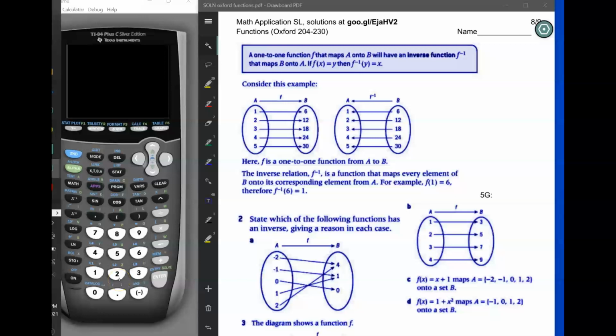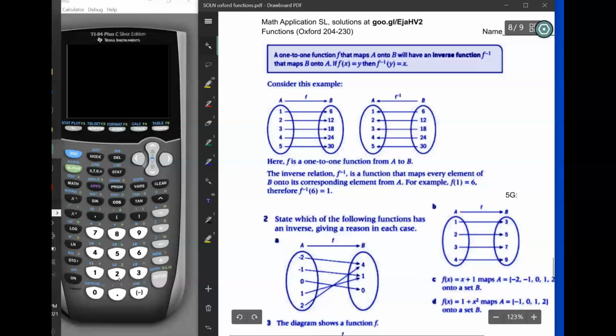Page 8 of functions. So once again, we're going to look at these mapping diagrams, but now we're going to go backwards. A function f that maps A onto B will have an inverse, f inverse. This notation looks like an exponent of negative one, but it just means inverse function, okay? It maps B onto A. If f of x equals y, then f inverse of y equals x. Makes sense, right? One of them goes from x to y and the other one goes from y to x.